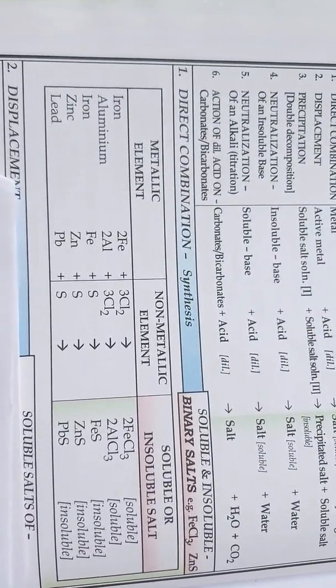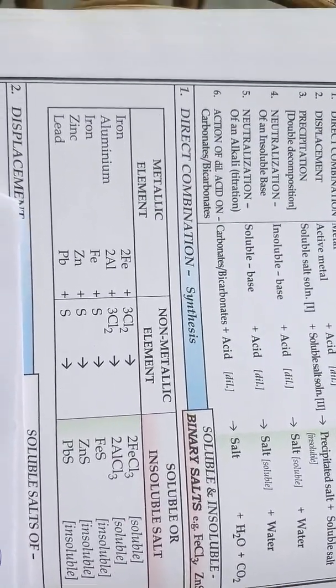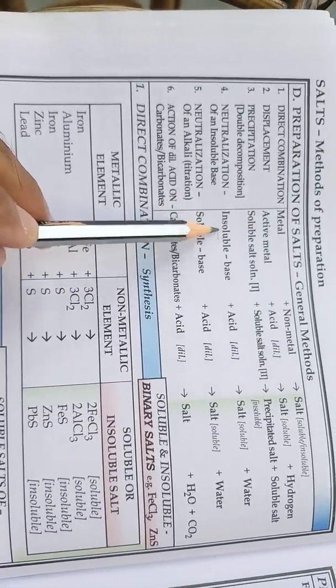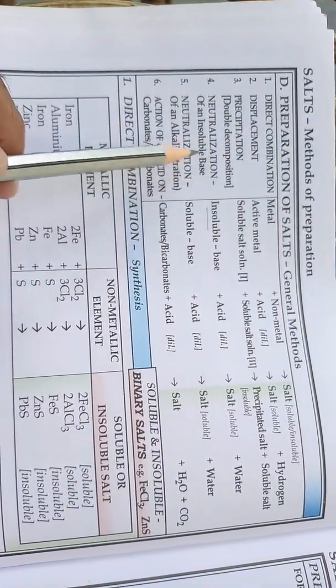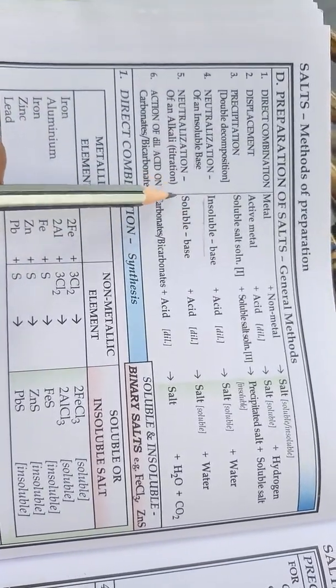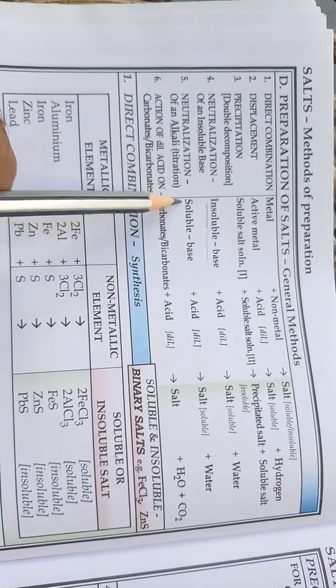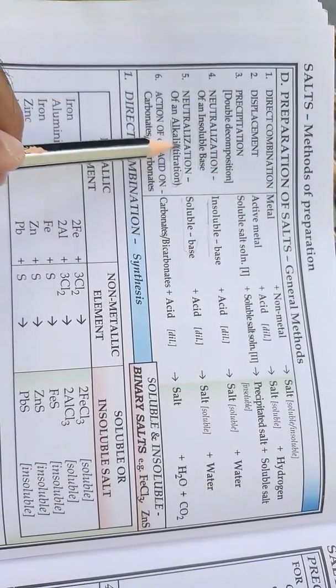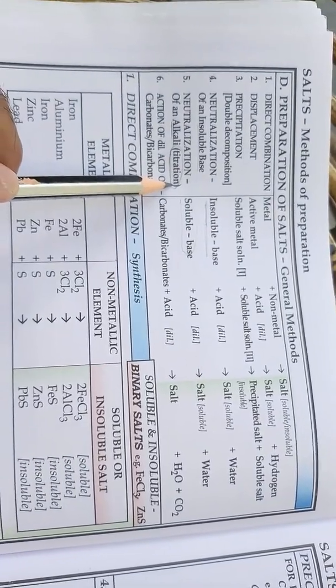Then neutralization of an alkali by titration. In this we have a soluble base. Here we have an insoluble base, in the insoluble base, right? And here we have alkali. So it is alkali, soluble, right? So it is a soluble base. Here this we are using in the titration, right?